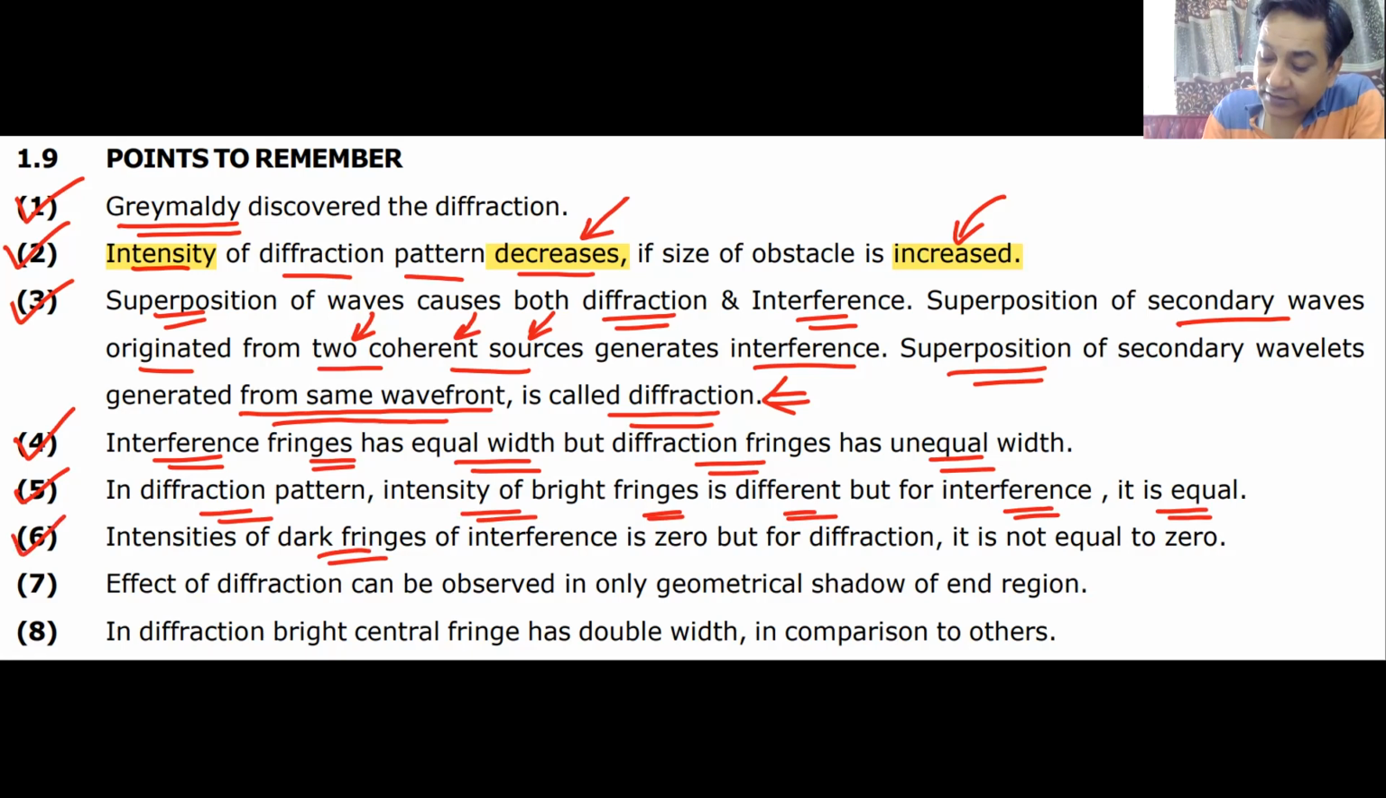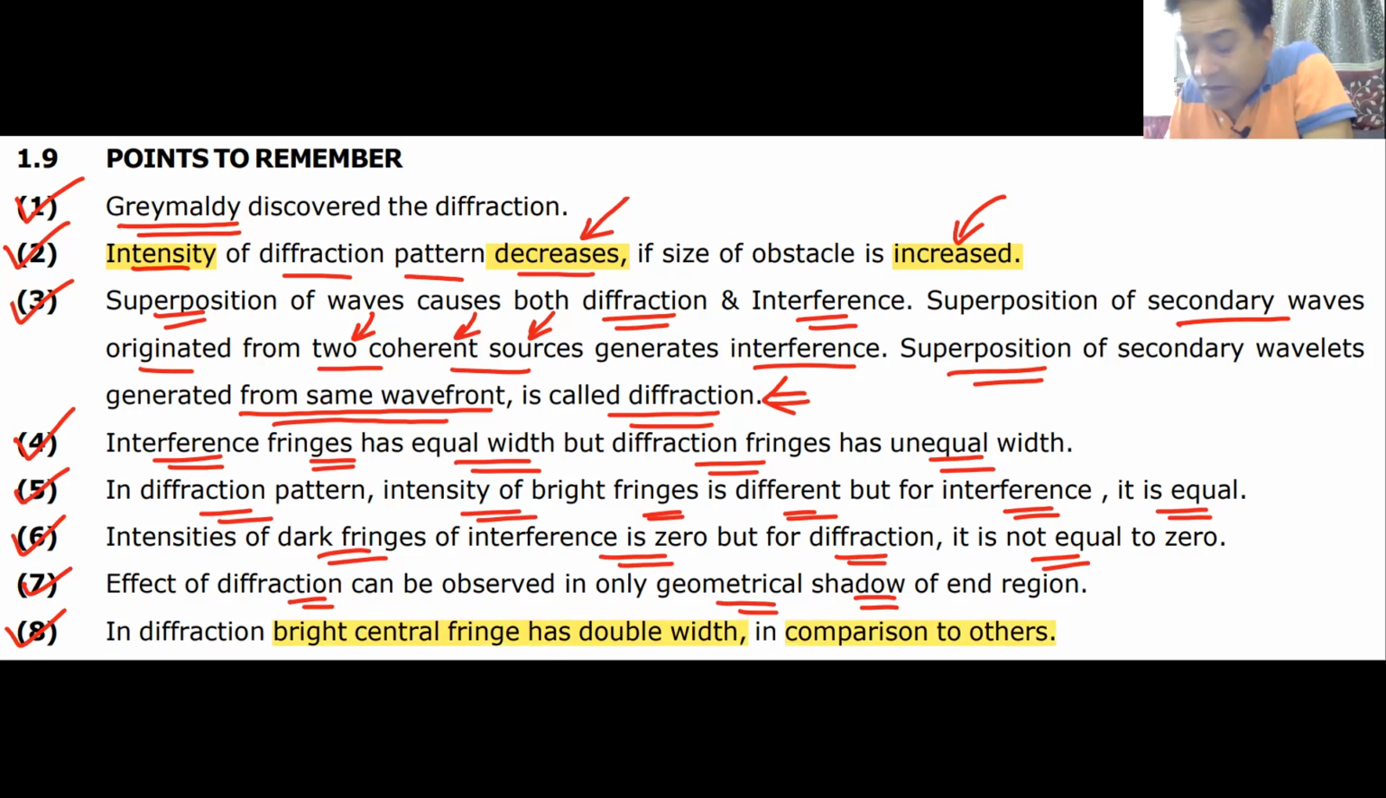For dark fringes, in interference, the intensity is 0, but in diffraction, it is not equal to 0. Diffraction is only observed in the geometrical shadow region. The central bright fringe, and this is a very important point, has double the width in comparison to the others. So these important points are telling us the difference between interference and diffraction, and if you can understand these, it will be very nice. Do we understand these differences? Yes, sir. I will give you a minute to note these things down.